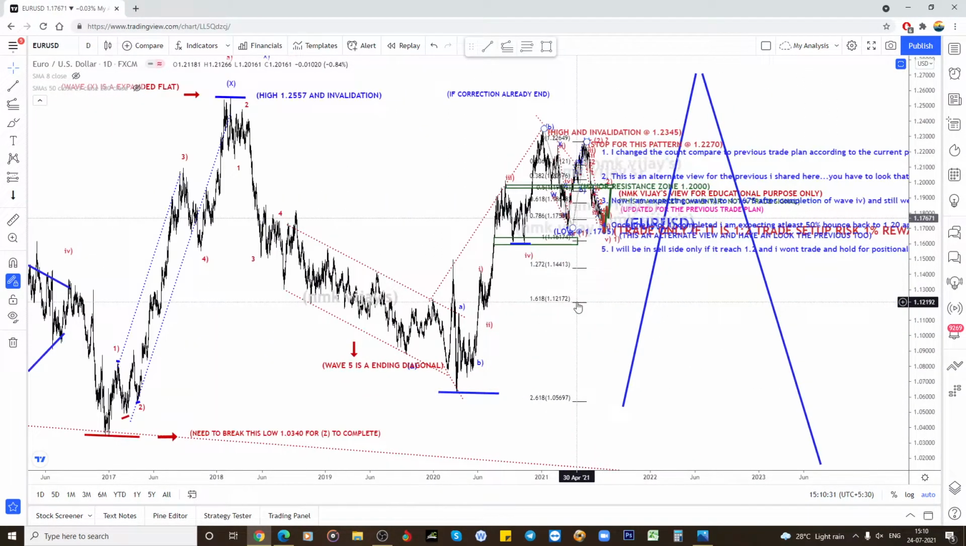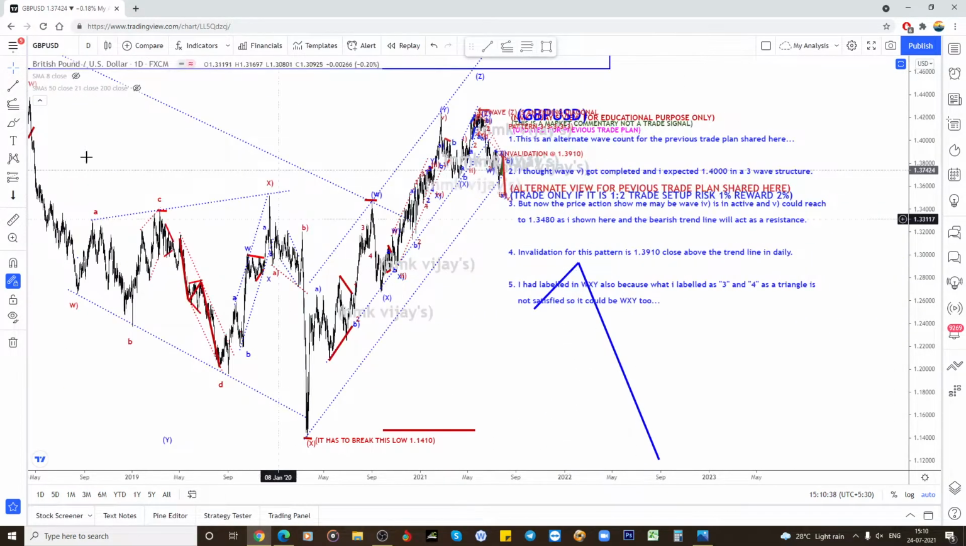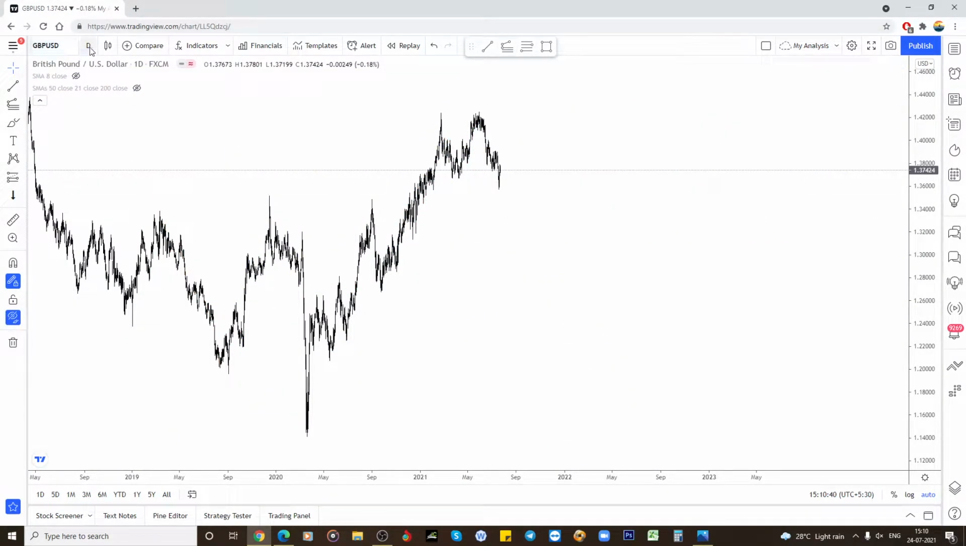So let's move on to GBP/USD. GBP/USD also, if you look at the weekly chart, looks like a bullish pin bar.